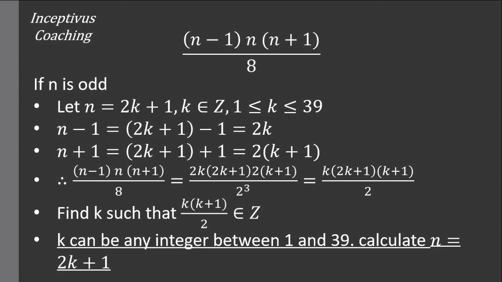Therefore, k can take on any value between 1 and 39, because that's the restriction on k from the beginning. Based on this value of k, we can calculate n accordingly. Just substitute 1 to 39 into k in 2k plus 1, and you can get your n.